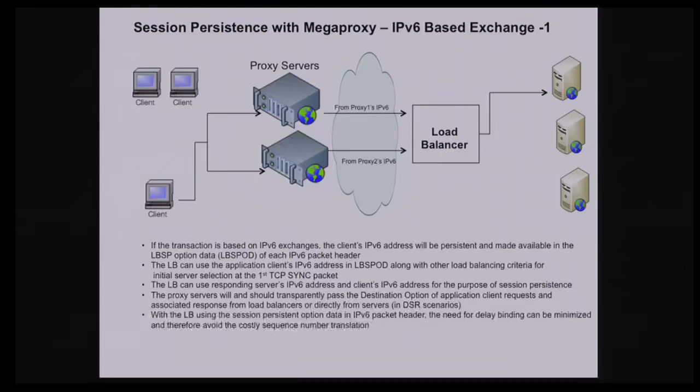And when the load balancer sees the packet, it doesn't have to go by the source address of the packet. Instead, it can go into that destination header to look at the source IPv6 address, so that you can still have source address persistence, and the packets can be sent to the same server and maintain your session persistence.